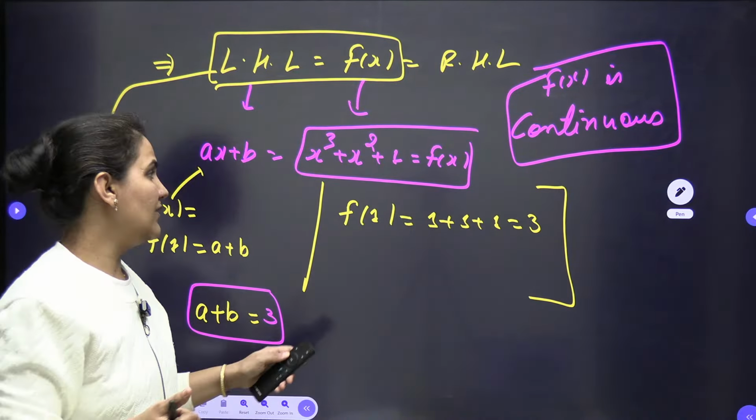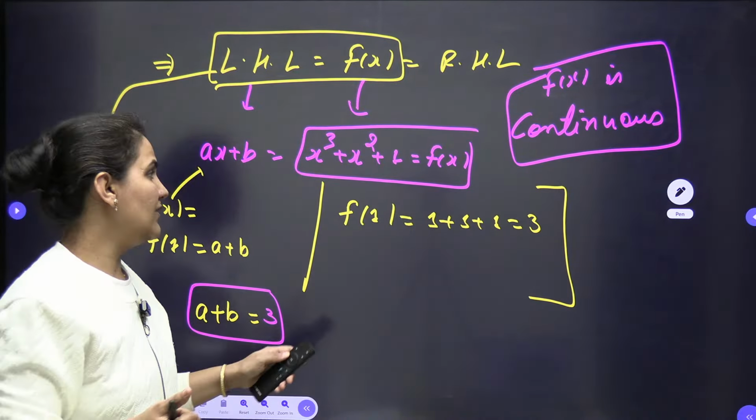What is the condition of differentiability? If the function is differentiable, so let's find the derivative of the function. The derivative will be a for x less than 1, and for the other one it will be 3x square plus 2x for x greater than or equal to 1. If your function is differentiable everywhere, then these two things must be equal.